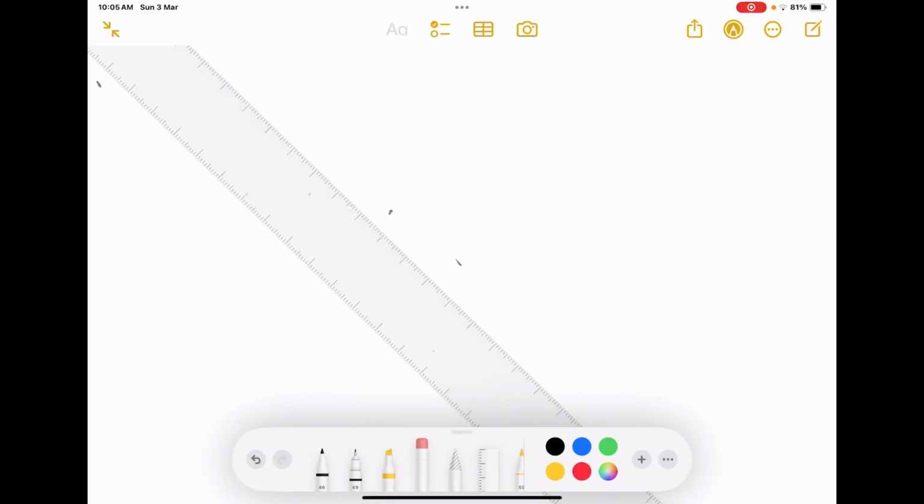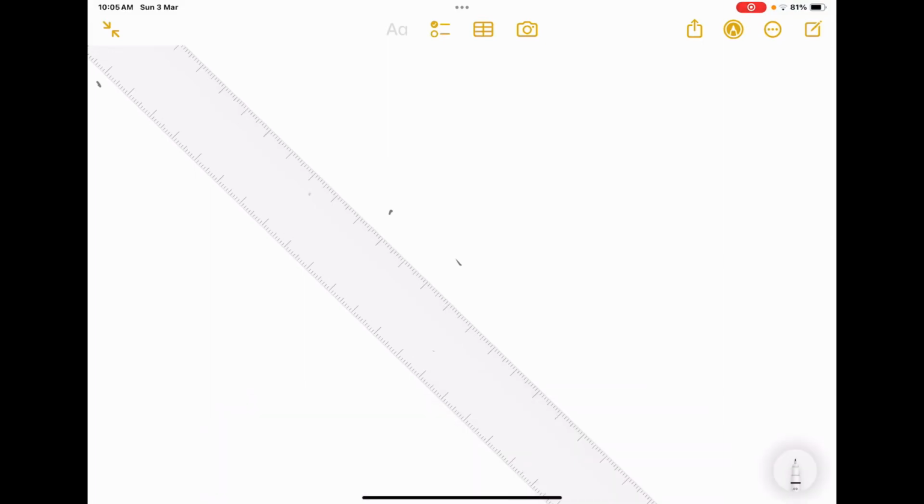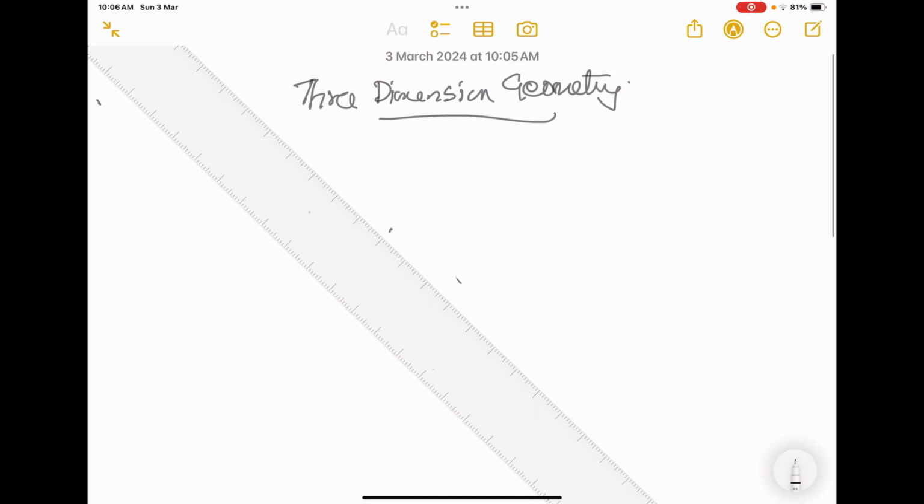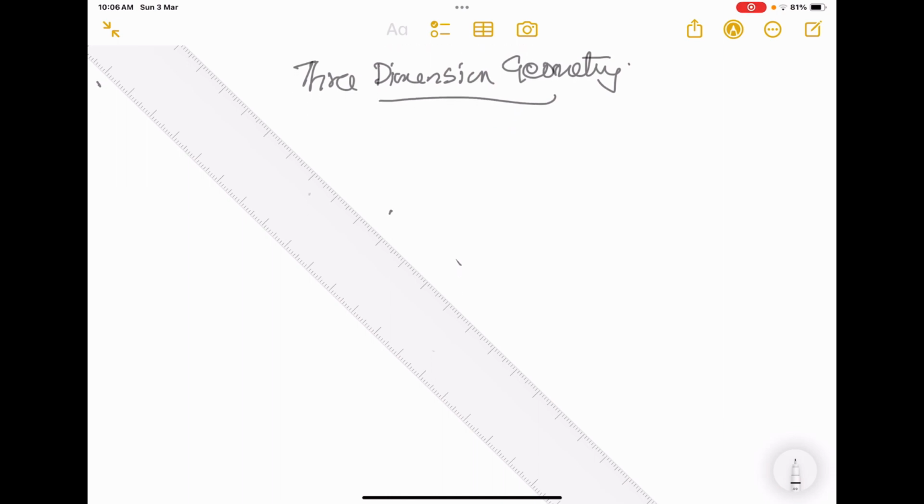Hi students, now I am giving some questions of 3-dimension geometry. There are 3 axes in 3 dimensions: x-axis, y-axis and z-axis. These 3 axes are perpendicular to each other.